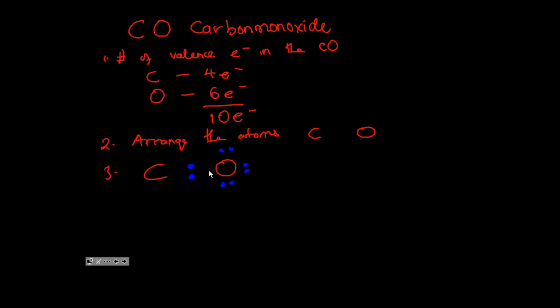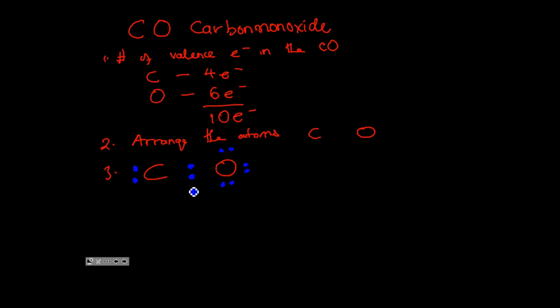But see, all that we've accounted for right now is 8. So we are left with 2 electrons to account for. Since oxygen has an octet, let's give the rest to carbon. Now carbon has 4 electrons. It's missing 4.